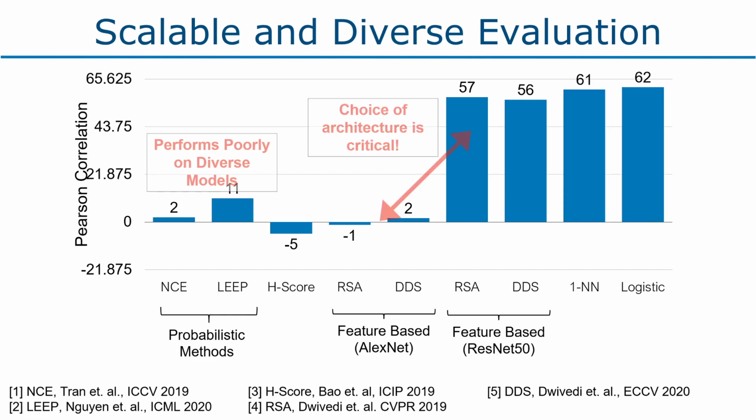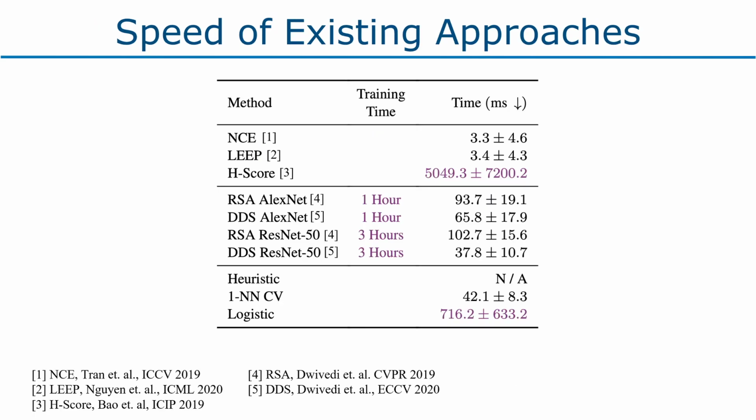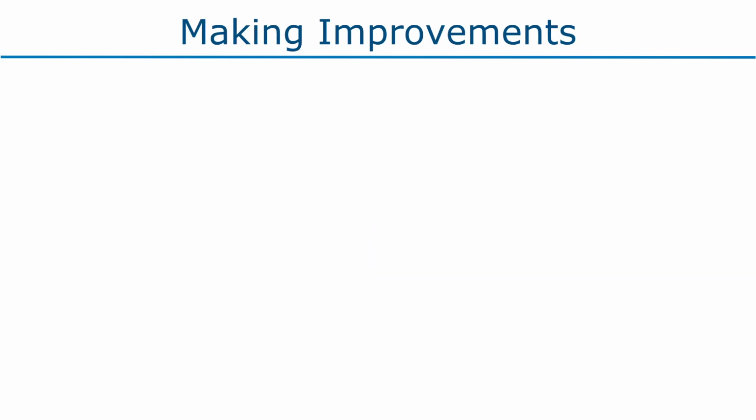Finally, some simple baseline methods, like training a nearest neighbor or logistic classifier on the small 500 image probe set, actually yield better performance than these other methods. Not to mention, some of these methods are slow. Depending on the model used, RSA and DDS can take up to 3 hours of extra training time. And some methods like H-score and the logistic classifier baseline can take multiple seconds per transfer, which can get costly with larger model banks. In the paper, we analyze why all these failures happen in both accuracy and speed, and offer several improvements to fix these issues.